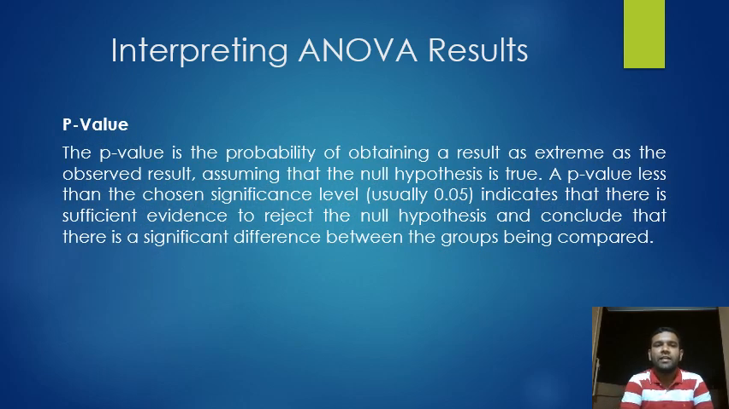And another one, along with the F statistic, is the p-value. The p-value is the probability of obtaining a result as extreme as the observed result, assuming that the null hypothesis is true. A p-value less than the chosen significance level, which is usually 0.05, indicates that there is sufficient evidence to reject the null hypothesis and conclude that there is a significant difference between the groups that are being compared.